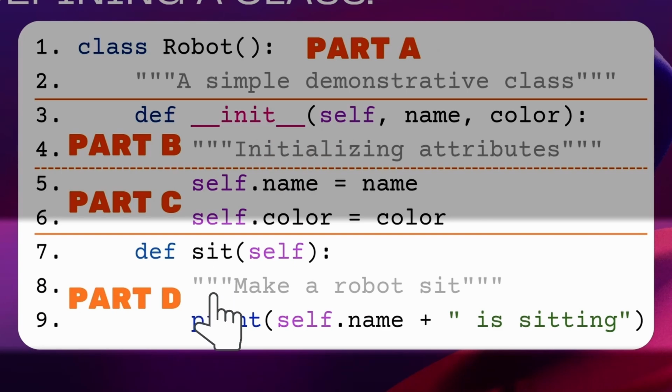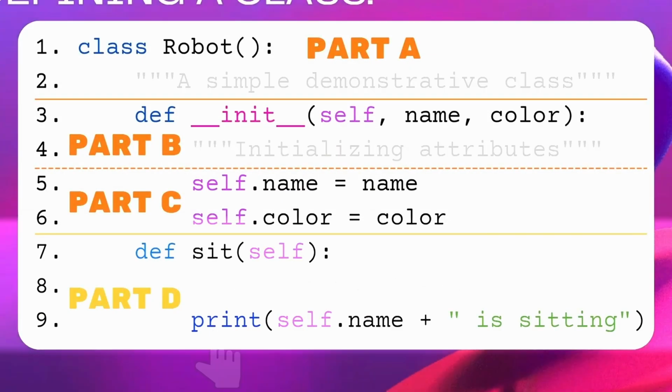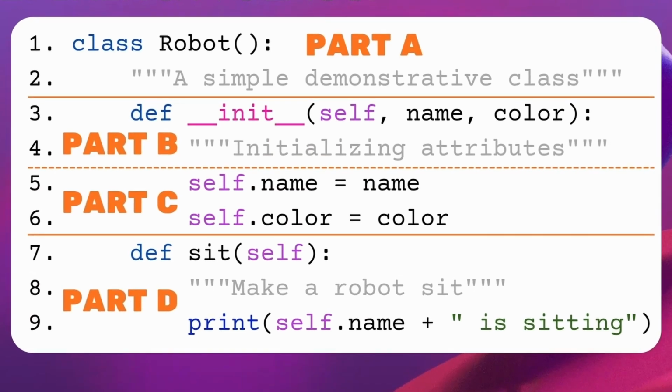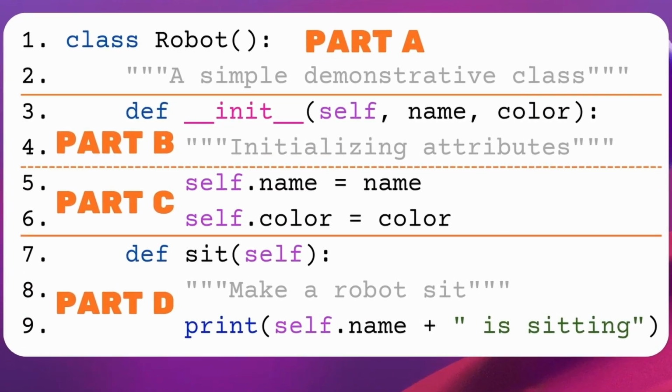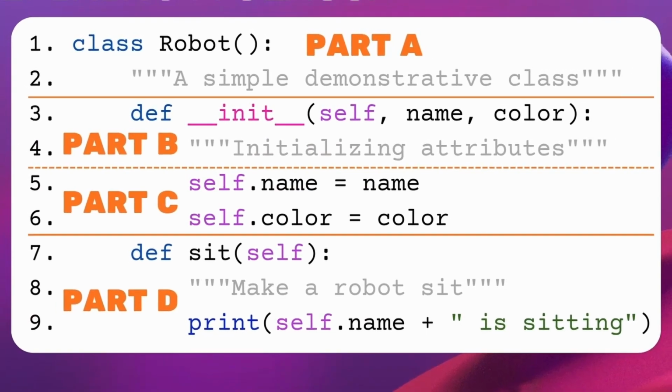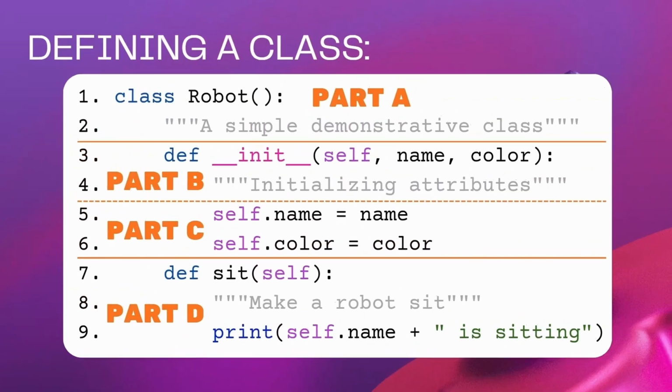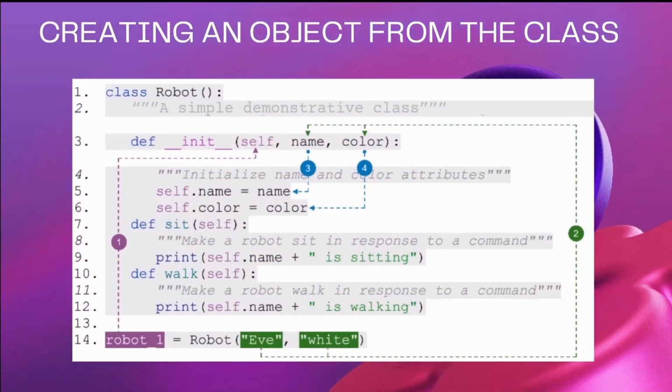Inside the method, we include an optional docstring explaining its purpose, followed by the operation itself. In this case, the method simply prints a sentence for demonstration purposes. However, in a real-world scenario, a method could be programmed to make an object physically move or perform complex actions. At this stage, we have finished defining the robot class. This class serves as a blueprint, allowing us to create any number of robot objects, each with its unique name and color.